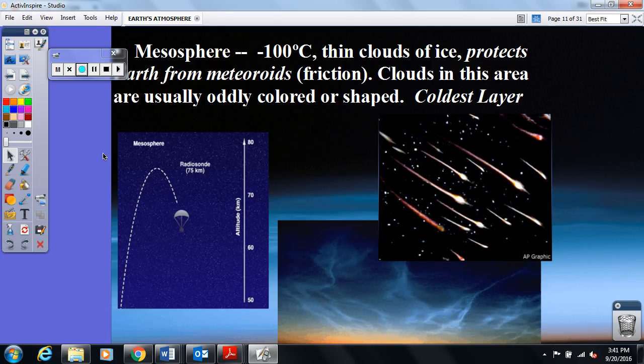And this is the coldest layer. So mesosphere, meteoroids, coldest layer. And the reason the meteoroids are burning up is because this is the first place things from outer space encounter atoms. So you actually have friction going on from the sides of the meteor and the atoms in the atmosphere.